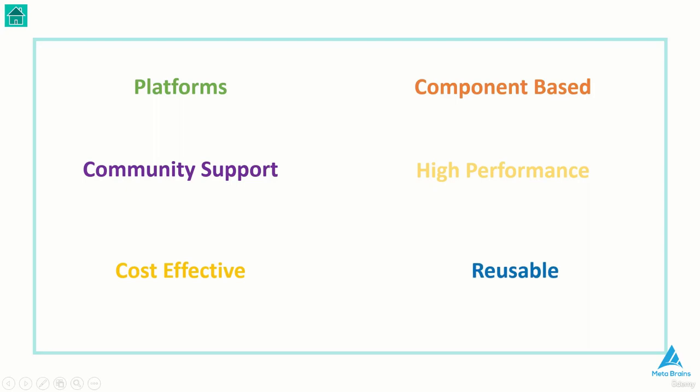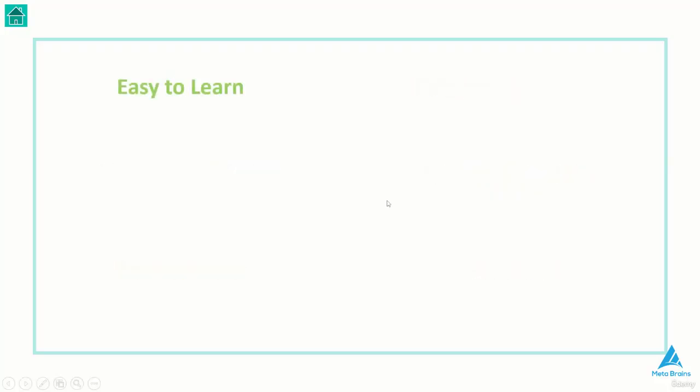Then we have reusable components. React Native enables developers to construct reusable components that may be reused throughout the project. This saves developers time and effort because they don't have to design the same components from scratch over and over again. Then we have the fact that it's easy to learn. React Native is simple to understand since it's built on top of React, a famous JavaScript package. This implies that React developers can rapidly learn React Native and begin designing mobile apps.